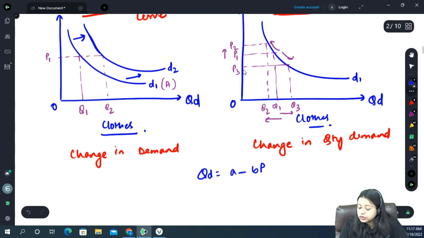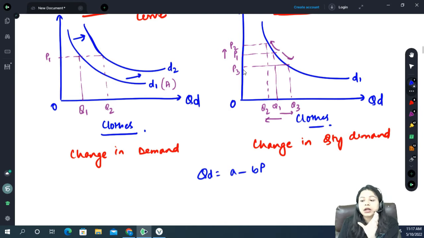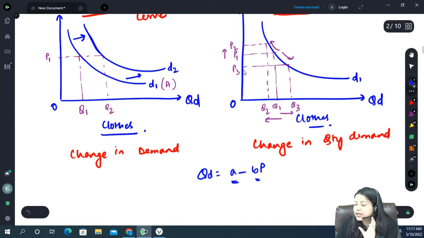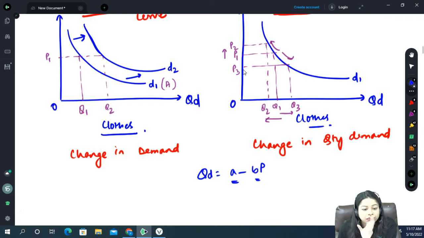Clear? So, if the equation of the demand curve is changing, either A or B, any of these two, that will depend. We'll discuss this later when we talk about elasticity. Clear? So any of these two can change. Either A can change or B, or both can change. Change of A is basically when the price was zero, your A is changing.